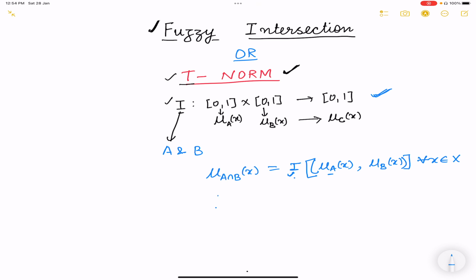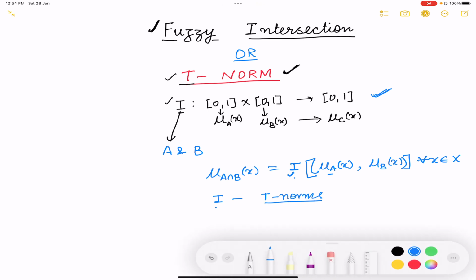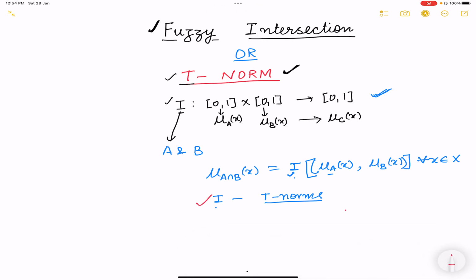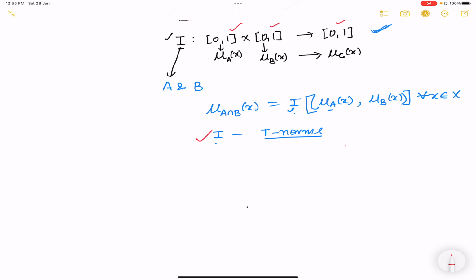Here, this function I is called the T-norm. So what is T-norm of fuzzy intersection? This T-norm is nothing but a function from [0, 1] cross [0, 1] to [0, 1]. If you take a lattice, then it will be from L cross L to L, but here we are restricting ourselves to the [0, 1] interval only. So let us move further. Let us define first the fuzzy standard intersection.